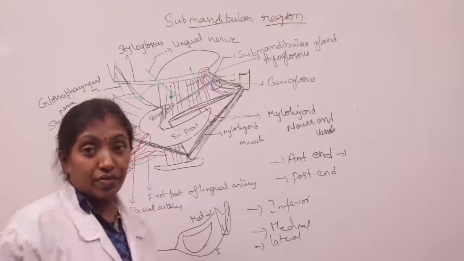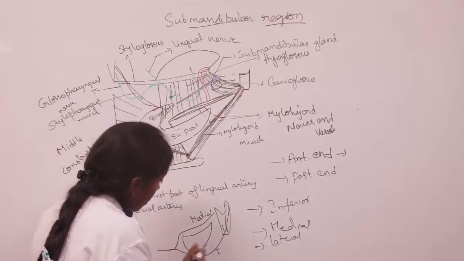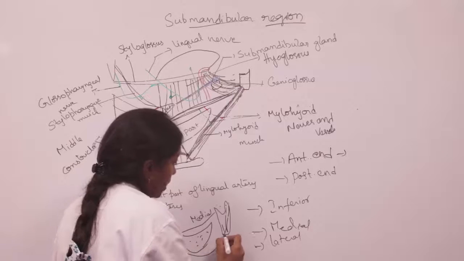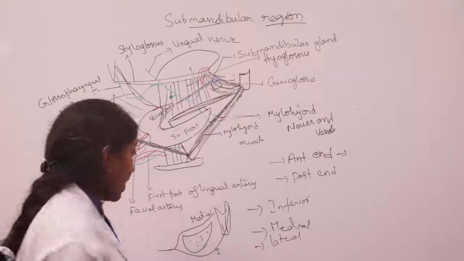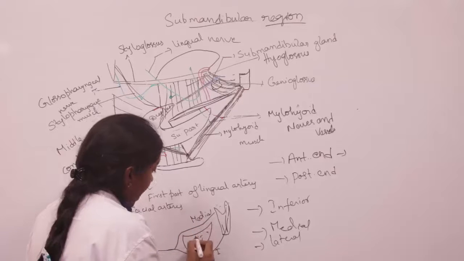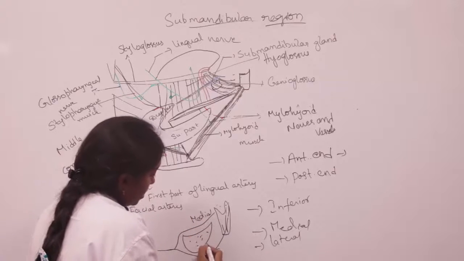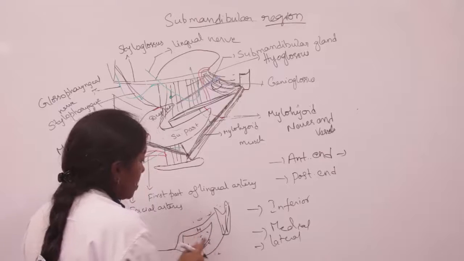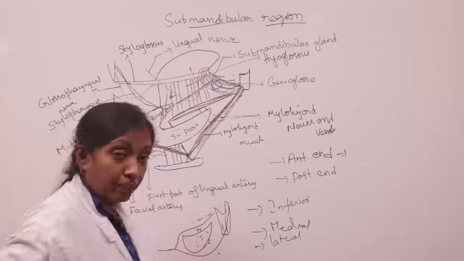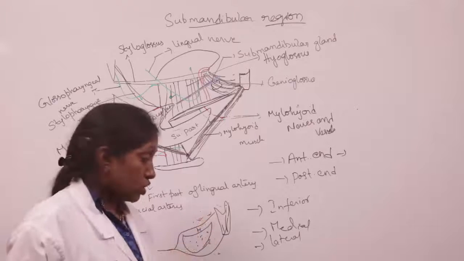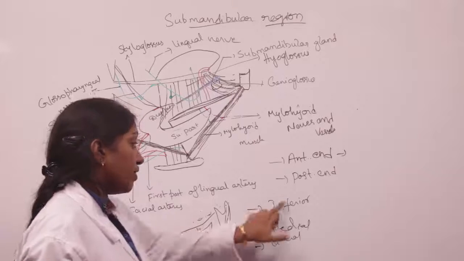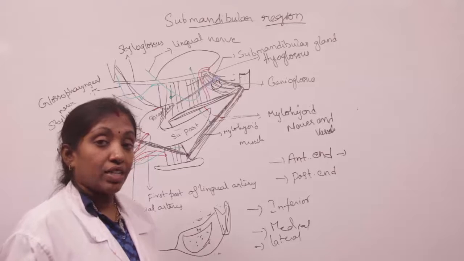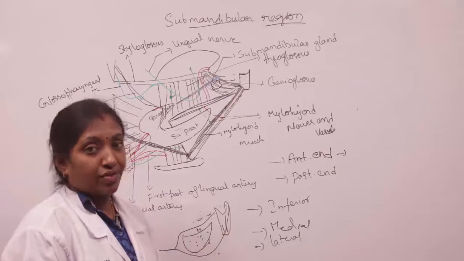It splits to enclose the inferior surface of the gland as well as the medial surface of the gland. So this is the gland. The fascia which covers the inferior surface of the gland is attached to the lower border of the mandible. And the fascia which covers the medial surface of the gland, this is the inferior surface and this is the medial surface, is attached to the mylohyoid line. So the inferior and medial surfaces are covered by deep cervical fascia. The deep cervical fascia splits to enclose the inferior and medial surfaces of the gland.